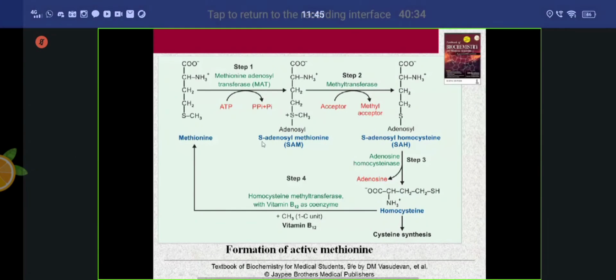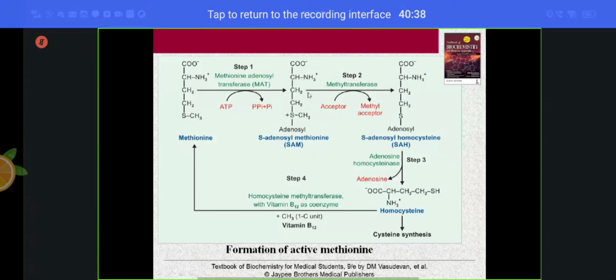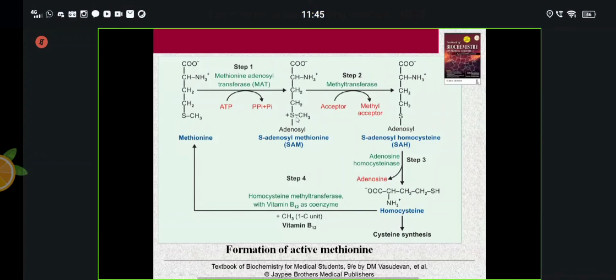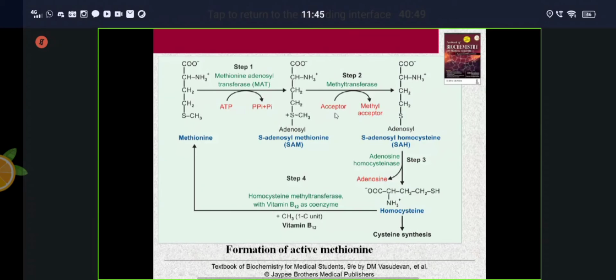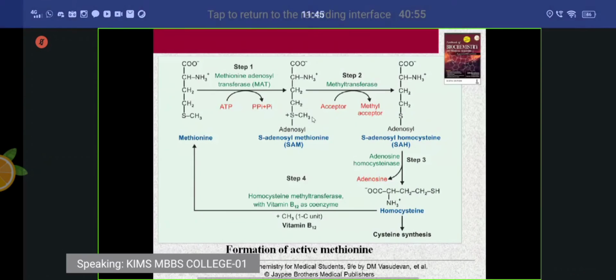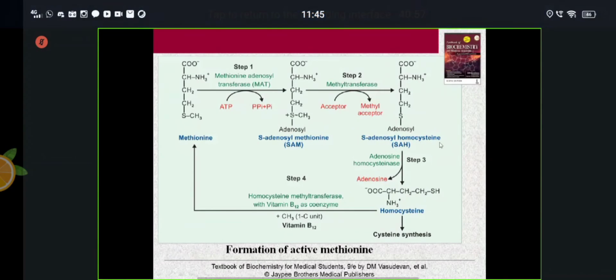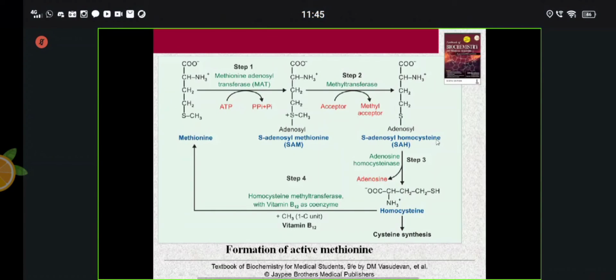That's why this is known as S-adenosyl methionine. Then it has a special property to always transfer this methyl group. It always tries to donate. Okay. Then what happens? This methyl is lost. The acceptor accepts the methyl, and finally what are we left with? So you can see the methyl is lost here. Then what do you get? S-adenosyl homocysteine. So when you are removing a methyl group from the methionine, we are getting homocysteine.